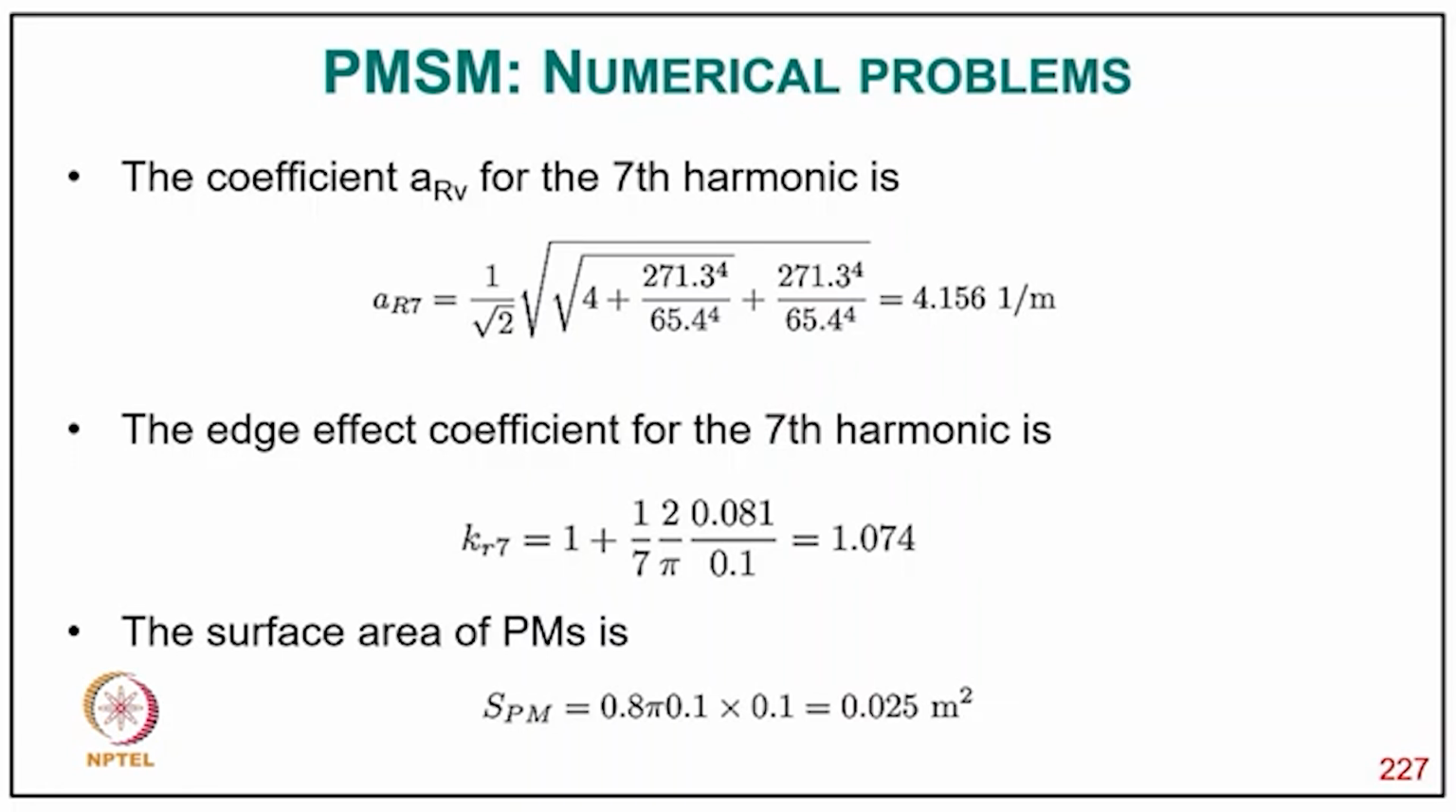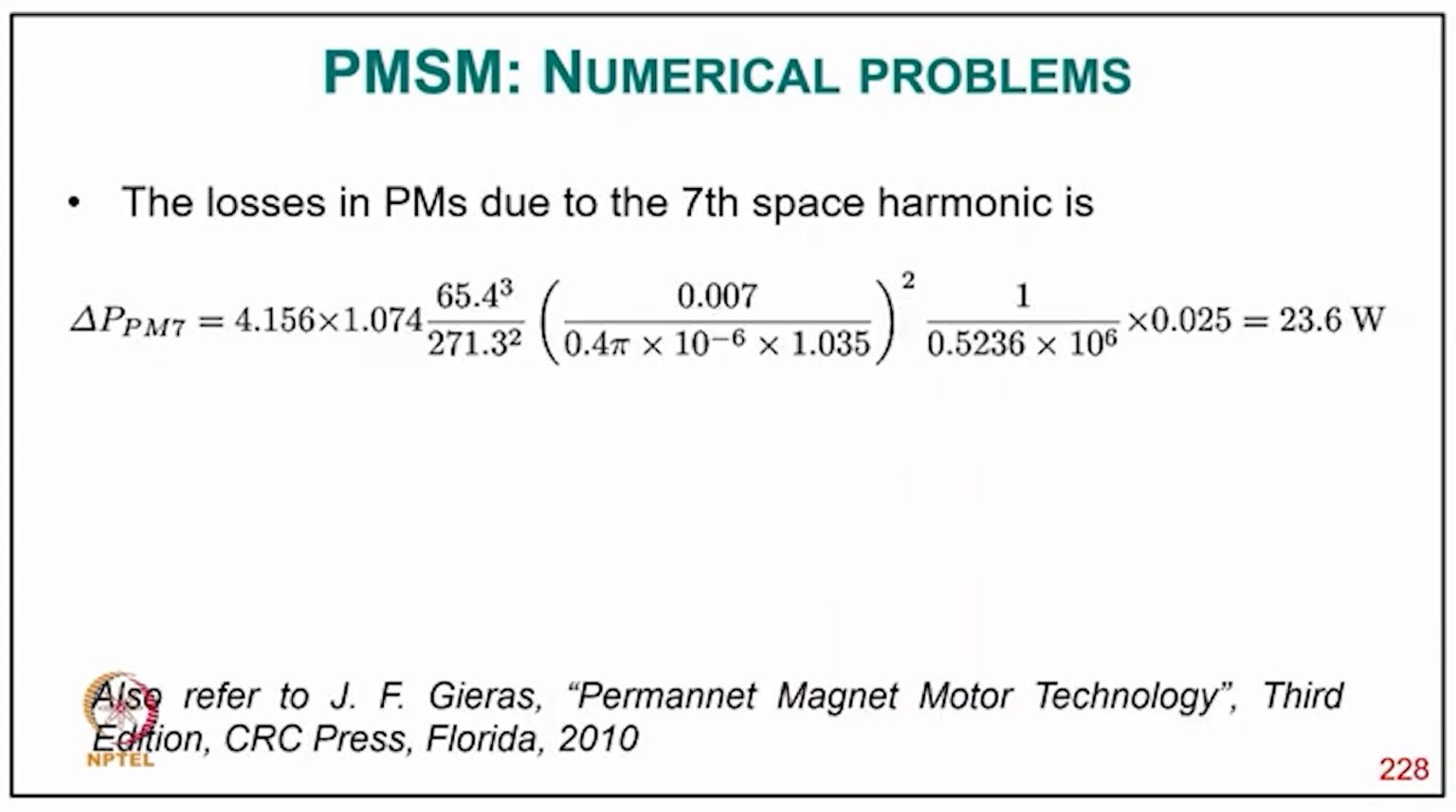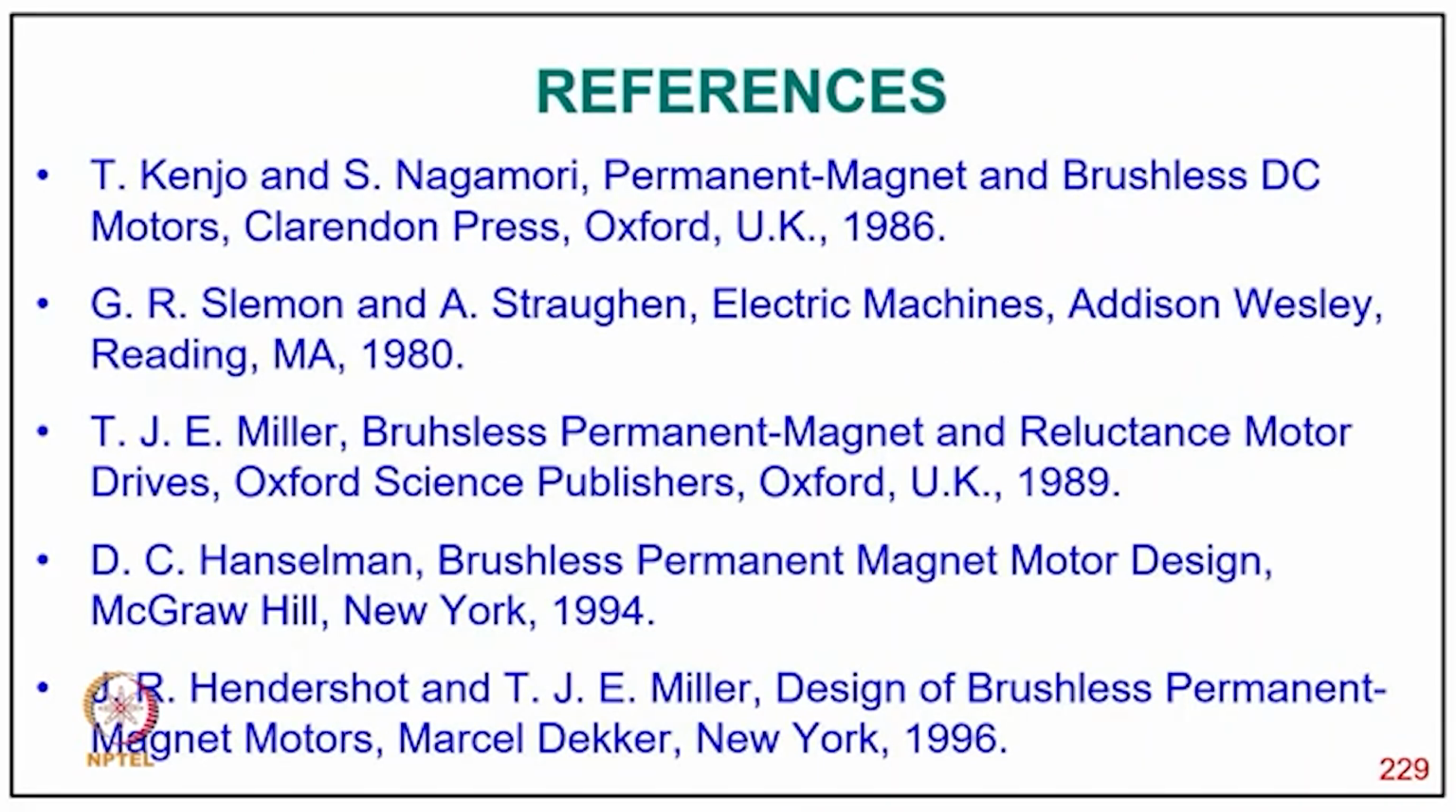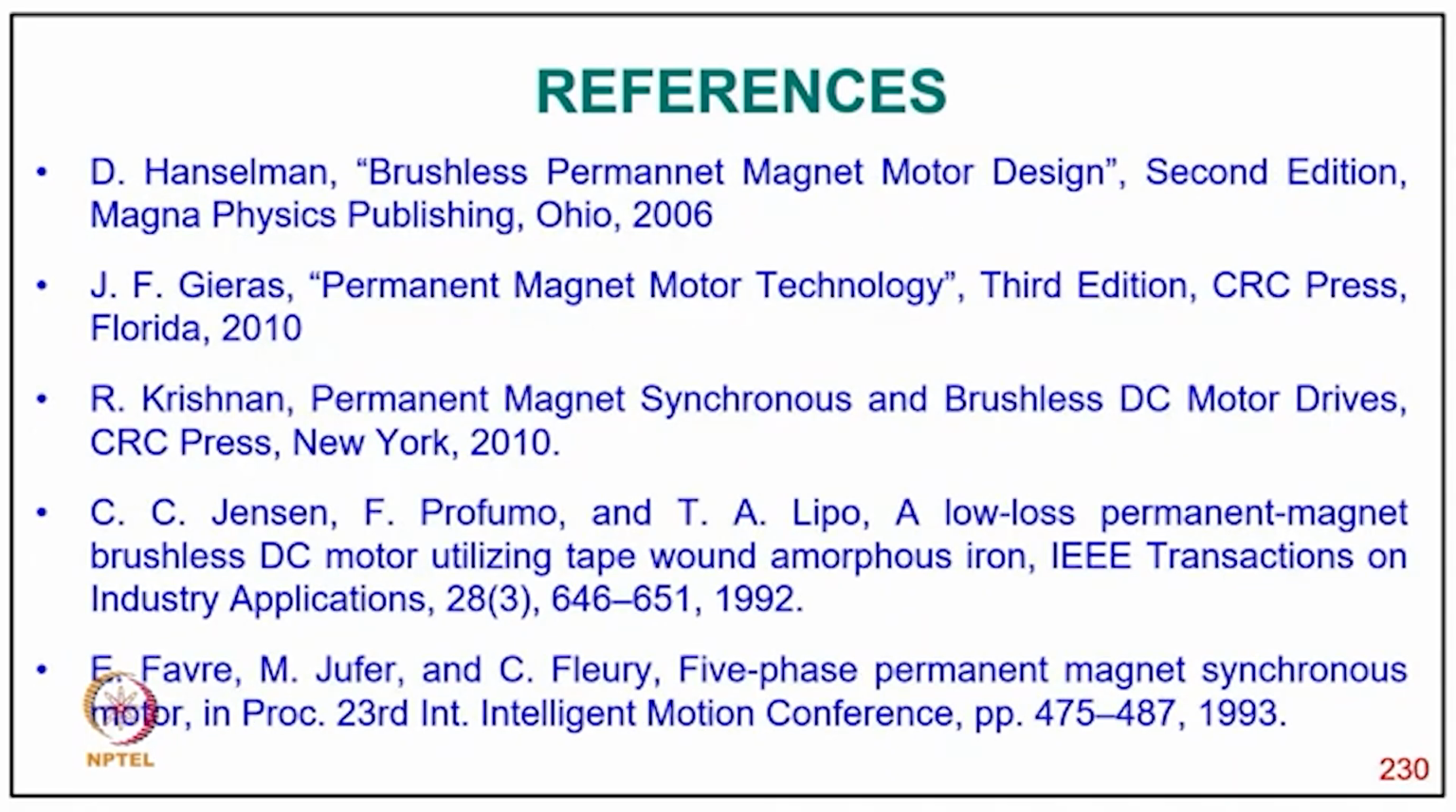and the coefficient for the 7th harmonic, putting values, comes 1.074, and the surface area of PM is SPM equal to 0.25 meter square, and therefore the loss due to the 7th harmonic, putting values, comes here to 23.6 watt. And these are the references which were followed for preparing this material, and thank you very much.